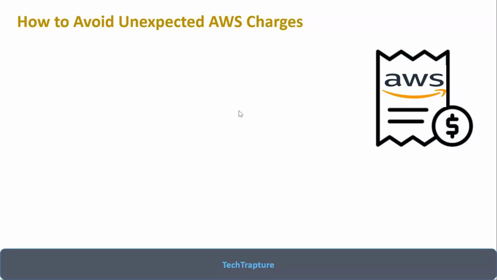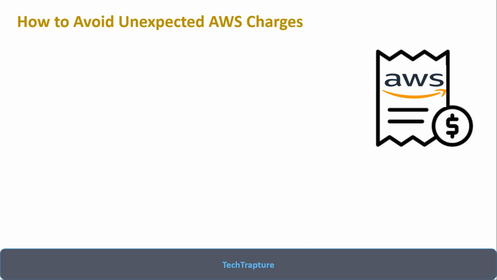Welcome to Tech Capture. In this video we are going to see how we can avoid unexpected charges while learning AWS. AWS provides a different way of learning than Google Cloud and Azure. Google Cloud provides 300 credit and Azure provides 200 credit, but AWS doesn't provide that kind of credit for learning, and they provide the services in free tier.